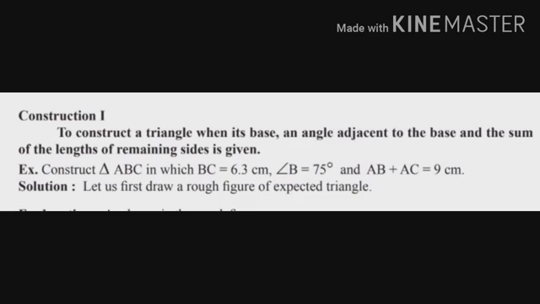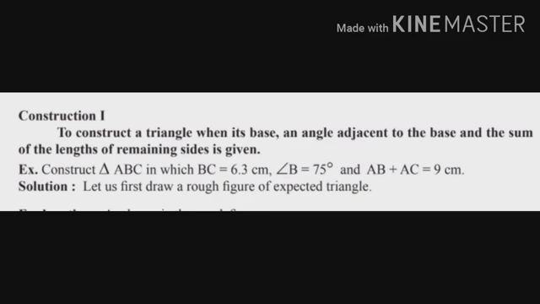In this type of construction, length of base, one adjacent angle and sum of two sides are given to us. See here in the example, you have to construct triangle ABC in which BC is 6.3 and one angle, that is angle B, is 75 degree, and sum of two sides, that means AB plus AC, is given to us 9 centimeter, and we have to construct the triangle ABC.